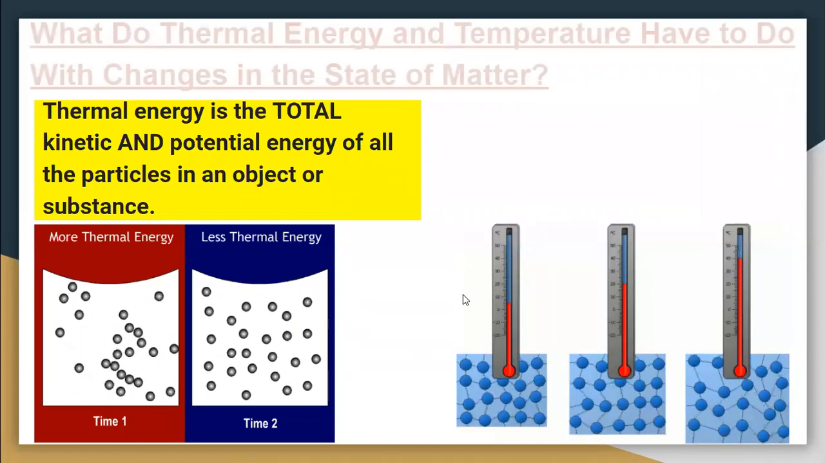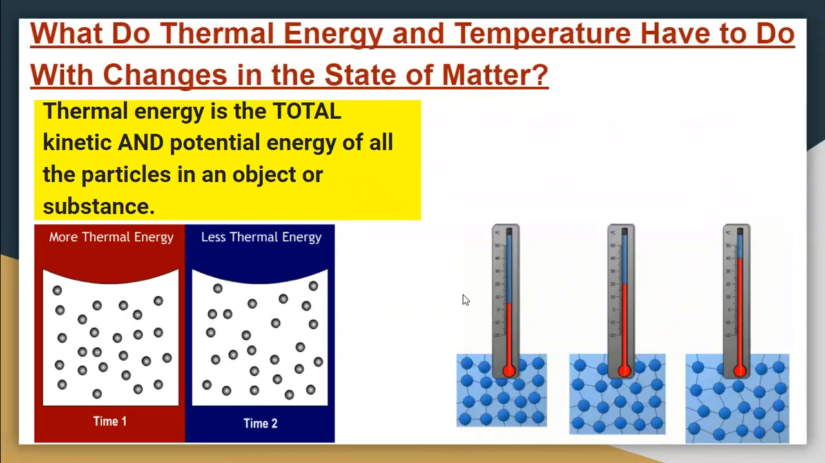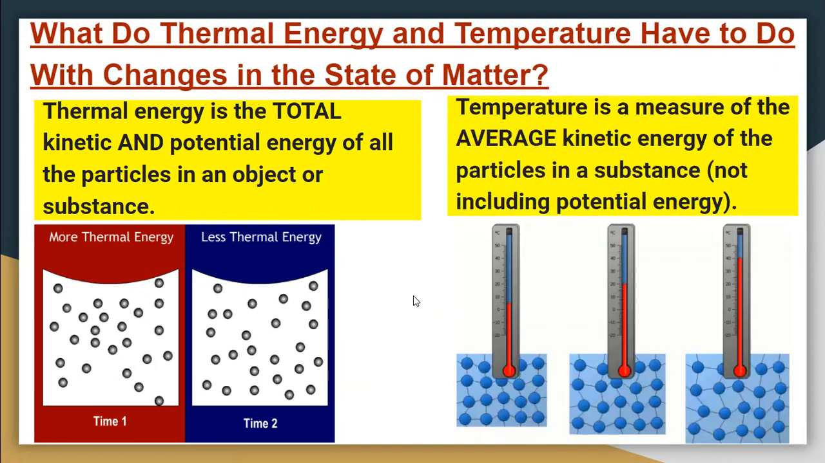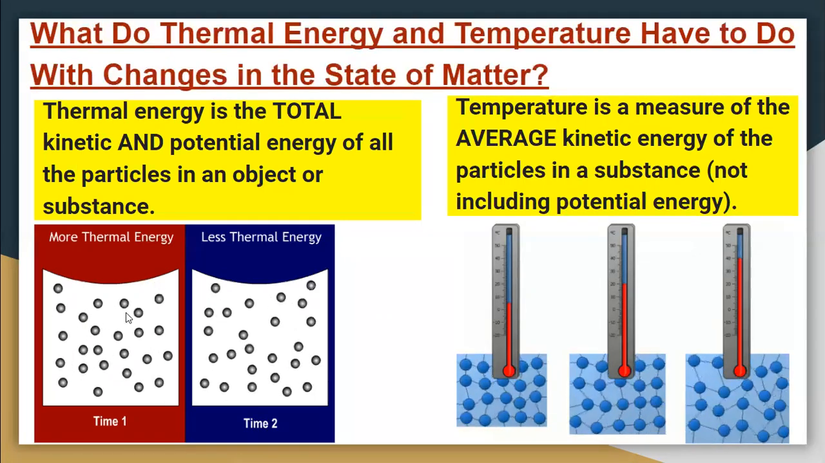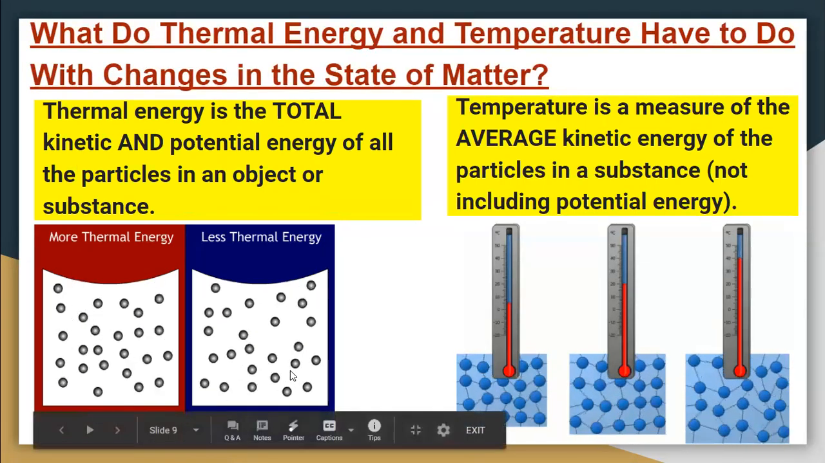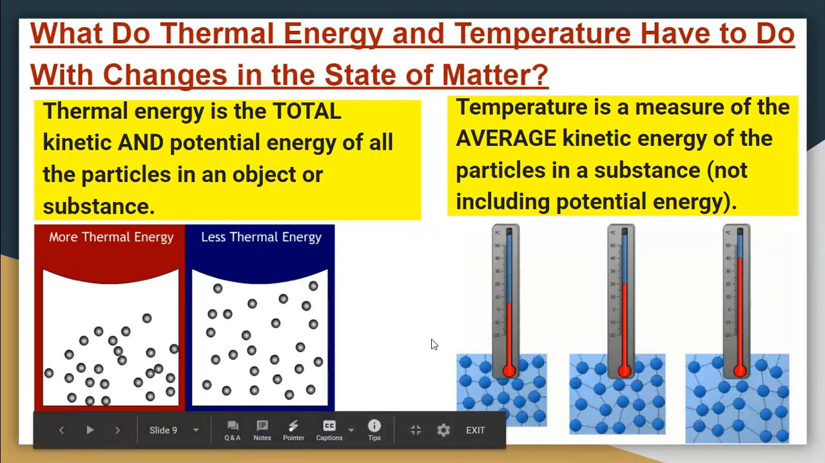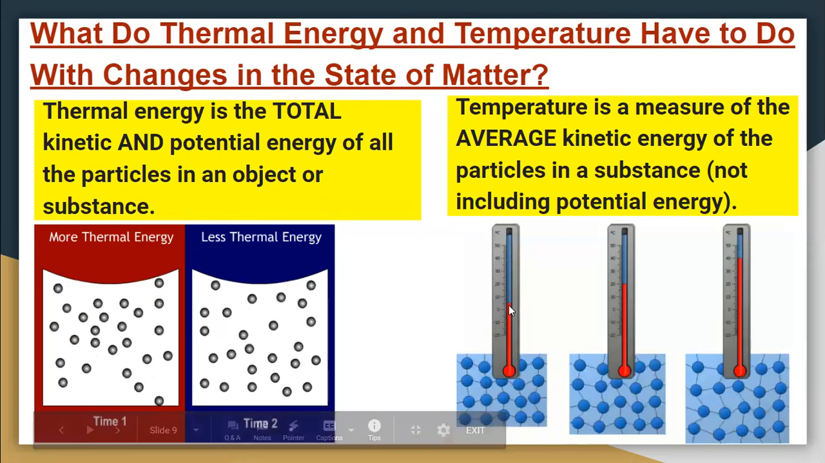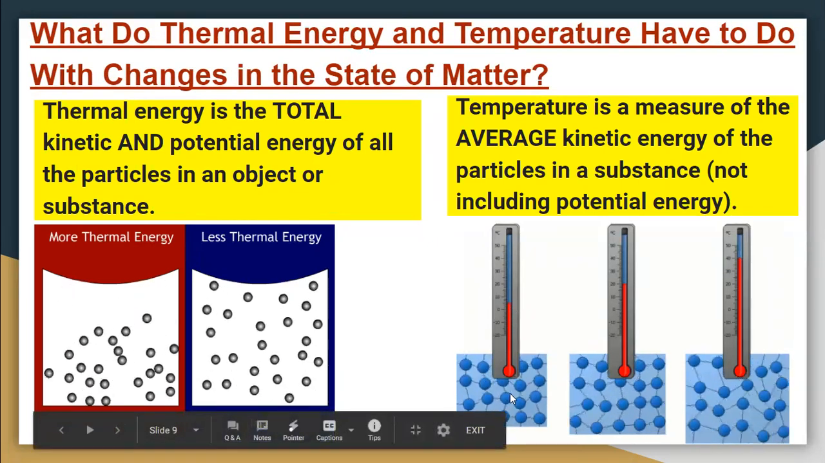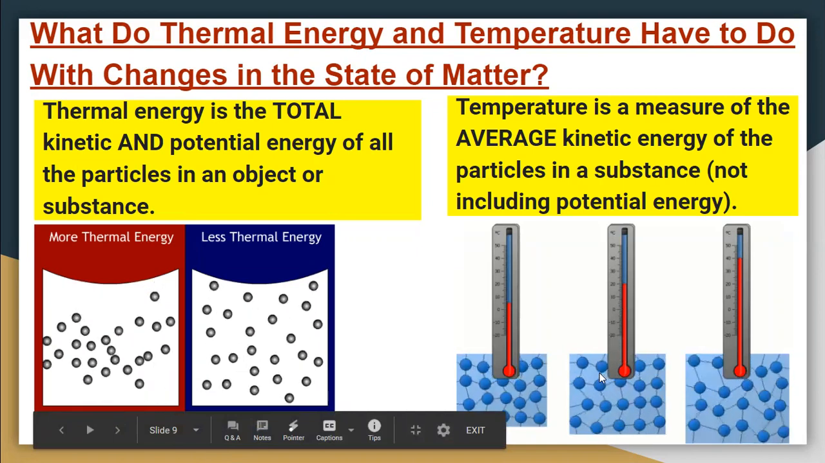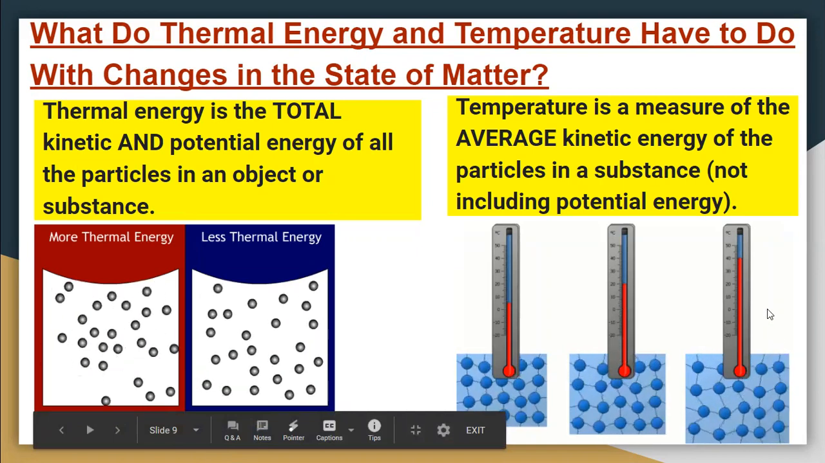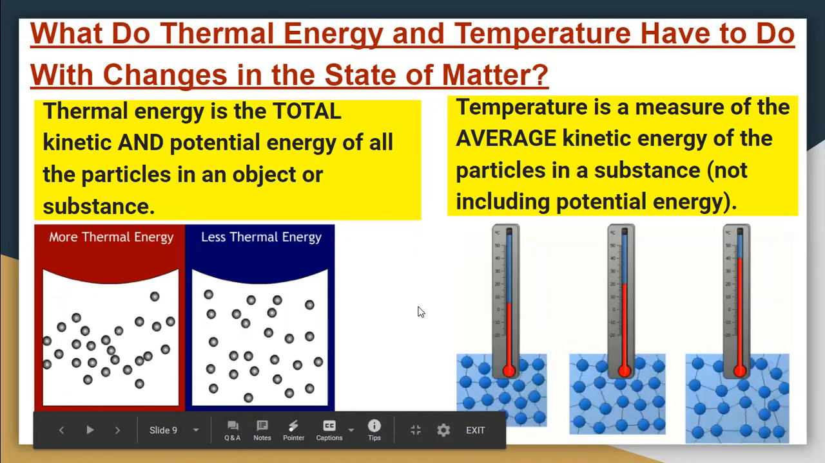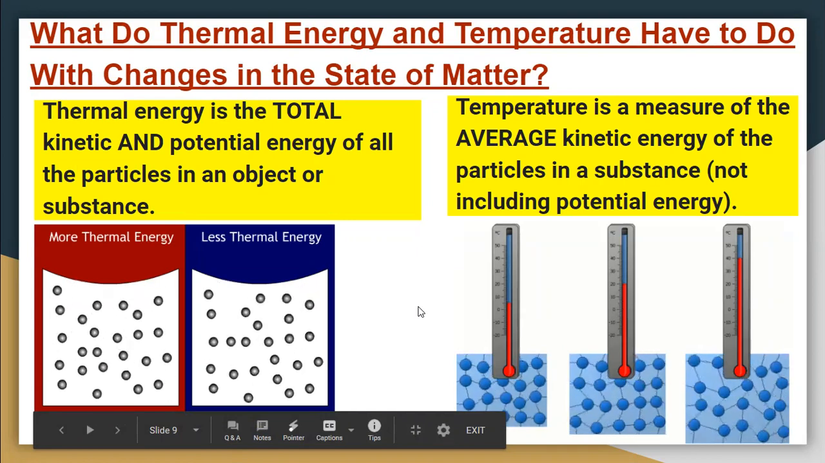Okay, thermal energy is the total kinetic and potential energy of all the particles in an object or substance. So I'm just showing you some pictures here. Here's more thermal energy on the left. Here's less thermal energy. Notice the particles are moving slower. Here it is in terms of temperature. Here you have a temperature just slightly above zero, and this is in Celsius. They're moving a little bit. Raise the temperature, they're moving a little bit more, and raise the temperature a lot, and they're moving a little bit more. Okay, hopefully that's a good picture of it for you.